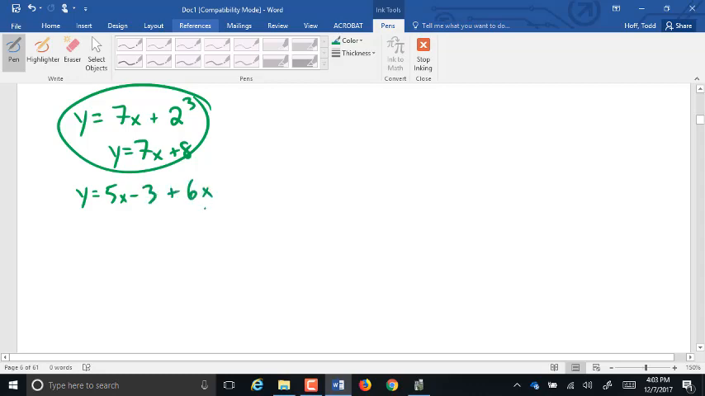How about this one? Y equals 5x minus 3 plus 6x. Are there any powers on the variables? Nope. Are the variables in the powers? Nope. Are we dividing by a variable? No, that is a line. Again, that could be reduced to y equals 11x minus 3.